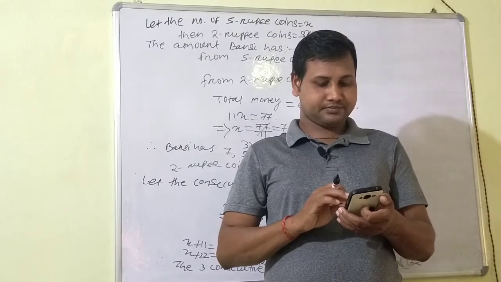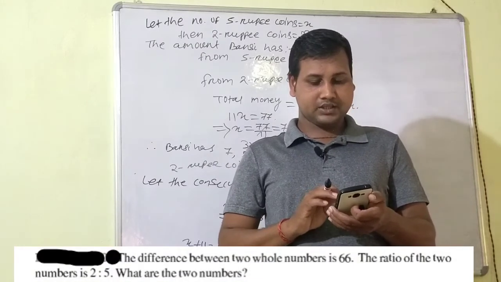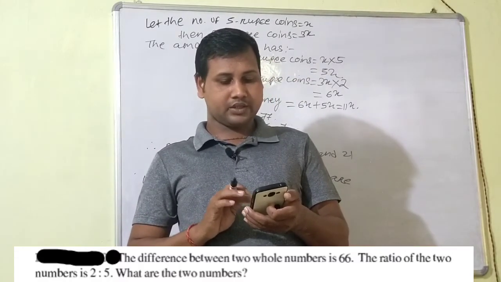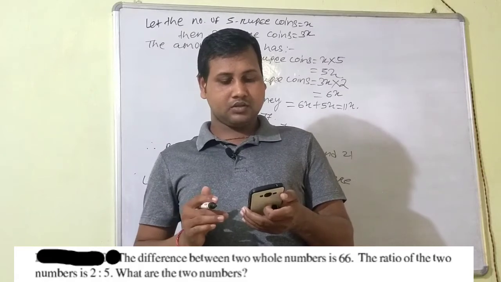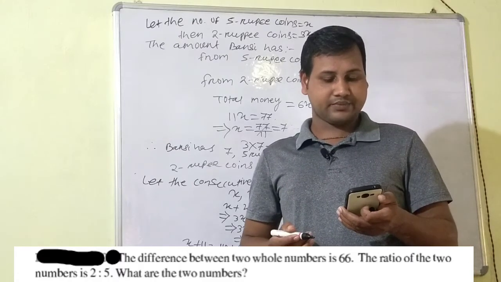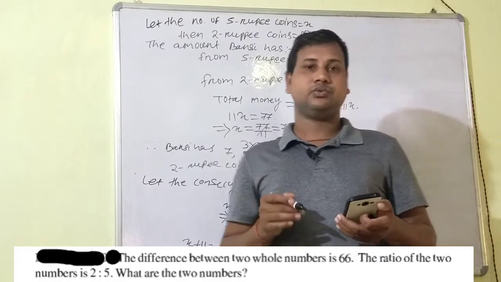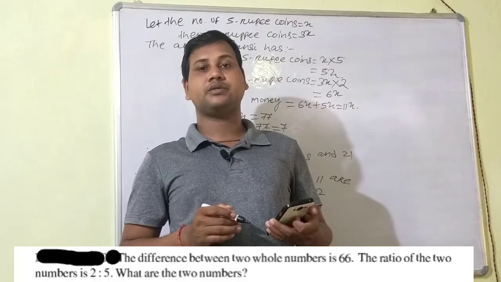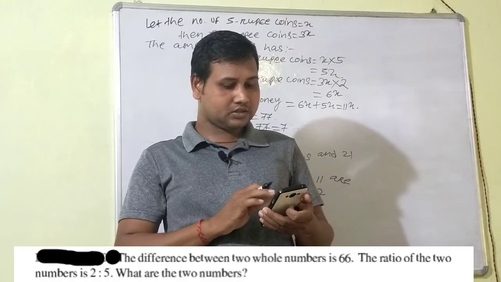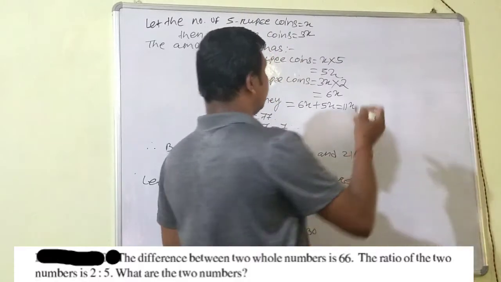It's given here the difference between two whole numbers is 66. Okay. The ratio of the two numbers is 2:5. What are the two numbers? Very easy. We will let the first number be 2x, second number be 5x according to the ratio. Then we will subtract 5x minus 2x, which is equal to 66. Okay.